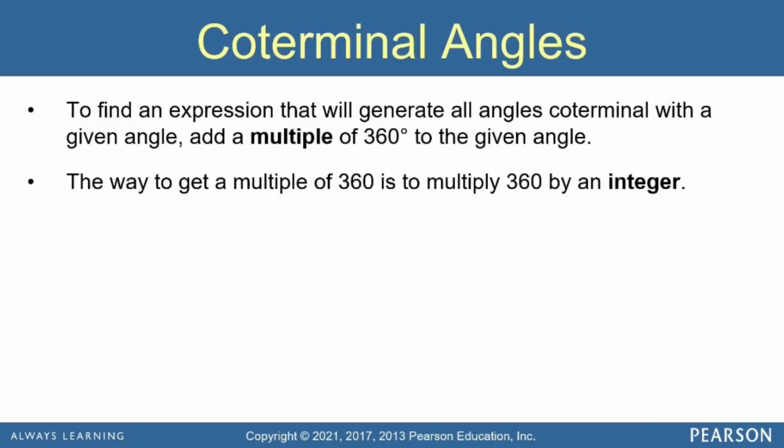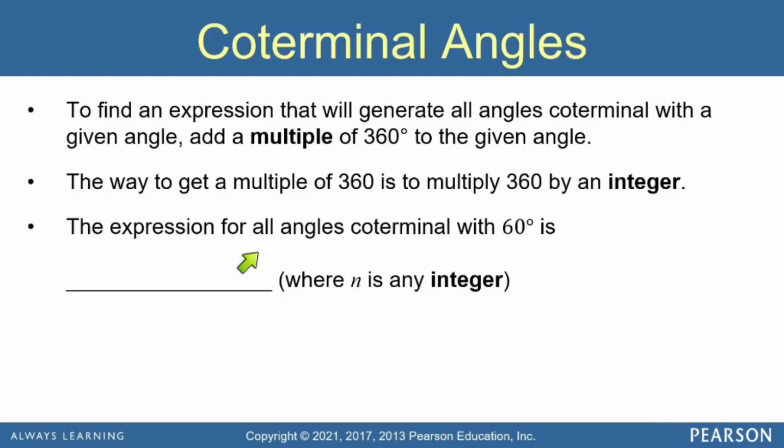So the way to get a multiple of 360 is to multiply 360 by an integer. Remember from algebra, an integer is a positive or negative whole number. So like positive 2, positive 3, positive 4, etc. Or it could be negative: negative 1, negative 2, negative 3, negative 4. Those are all integers. What we don't want to do is allow somebody to multiply by a decimal number or some number that's not an integer, because that would not give you that whole rotation all the way around the coordinate system.